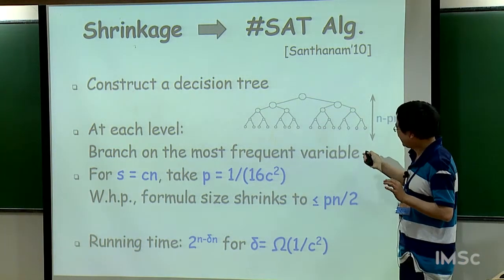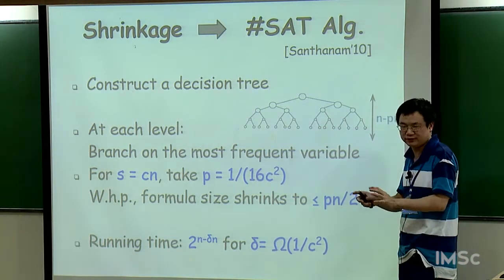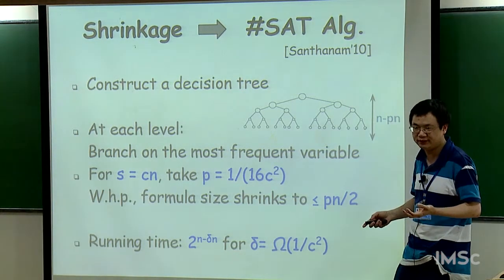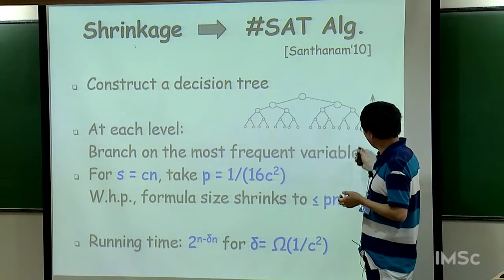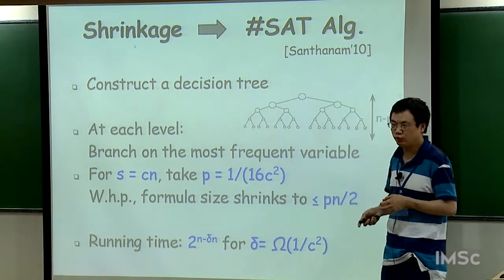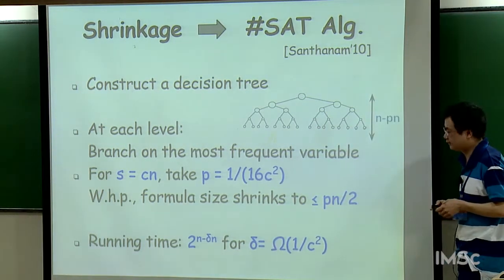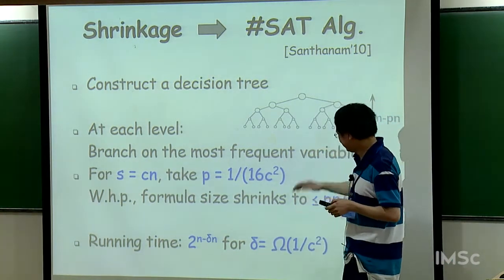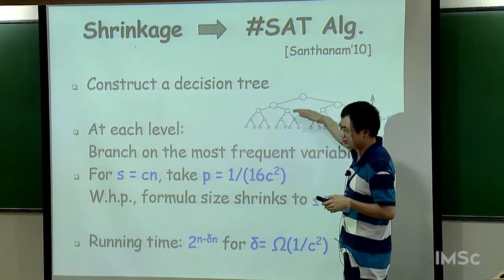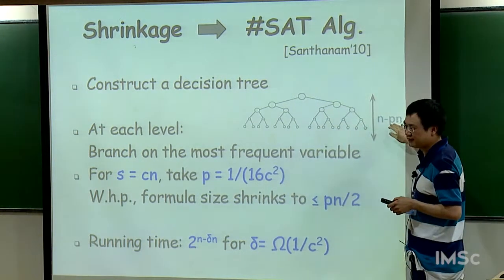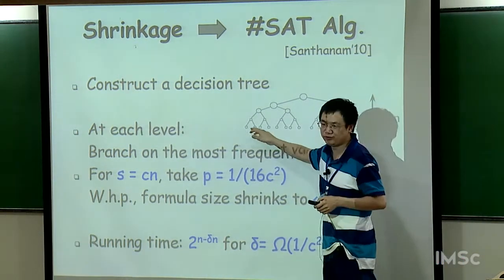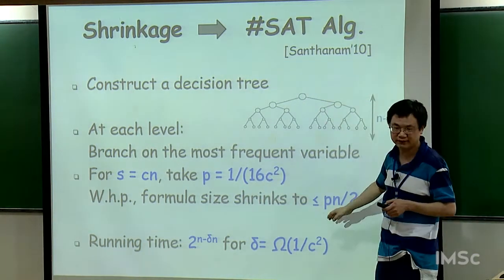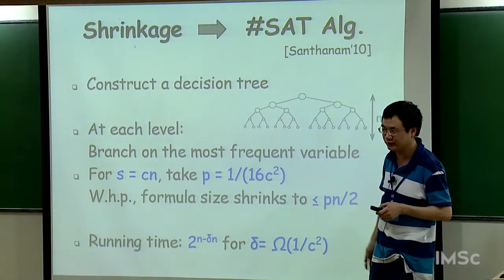And for the tiny fraction of formulas which don't shrink this much, we can also use brute force search because there are only a tiny fraction of them. We won't lose much there. So the final algorithm is like this. We do this graded restriction up to level n minus pn, and then for each restricted formula, we can use brute force search to count the number of satisfying assignments. So it's a very simple algorithm.